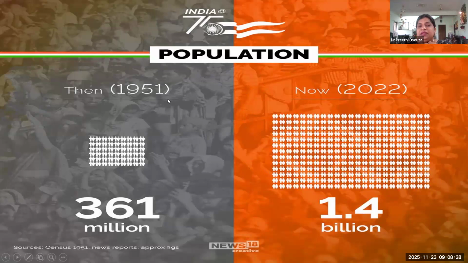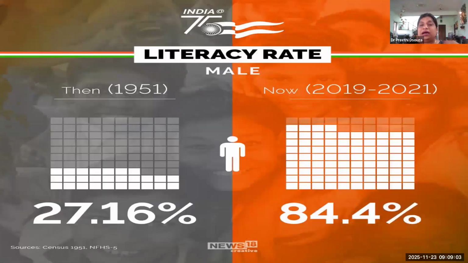What does the data say? In 1951, the population of India was 361 million. In 2022, it is 1.4 billion. Now, in the pictures that are being put, do you have 1.4 billion figures, or do you have 361 million figures? No. You just have the presentation, visualization. Whatever is the number of data that is there, when you visualize, visualization gives you an easy feel. Look here, literacy rate, male.